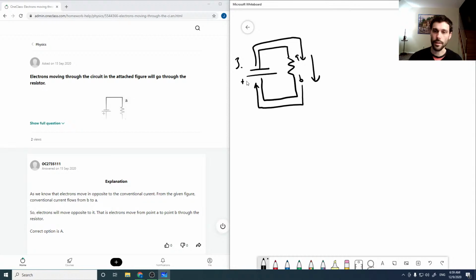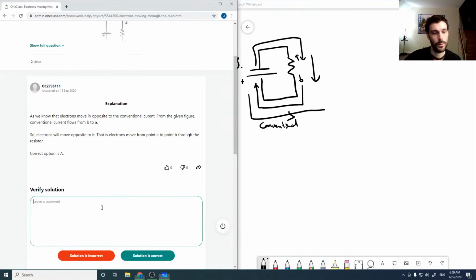And it's worth noting that conventional current, which was invented prior to realizing the existence of electrons, is actually in the opposite direction. So it's the opposite of electron flow, or the direction of positive flow. But electrons are obviously flowing from negative to positive. So A to B. So that looks good.